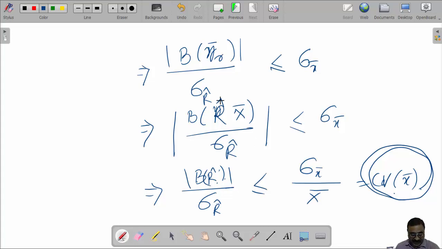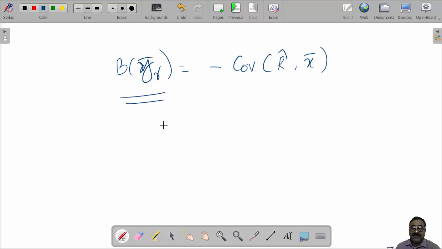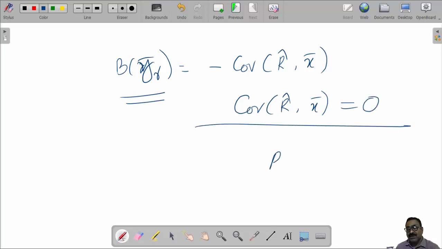And we can see that bias of the ratio estimator equal to minus covariance of r̂ and x̄. So the ratio estimator will be unbiased if covariance between r̂ and x̄ is equal to 0. That is, r̂ and x̄ are uncorrelated.